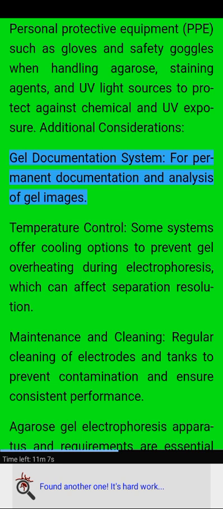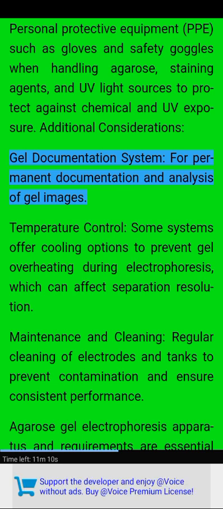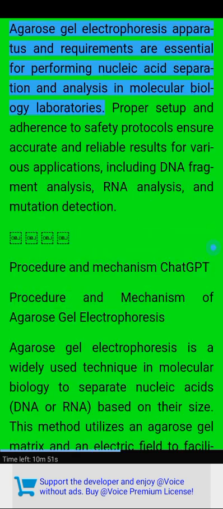Additional considerations. Gel documentation system for permanent documentation and analysis of gel images. Temperature control: some systems offer cooling options to prevent gel overheating during electrophoresis, which can affect separation resolution. Maintenance and cleaning: regular cleaning of electrodes and tanks to prevent contamination and ensure consistent performance.